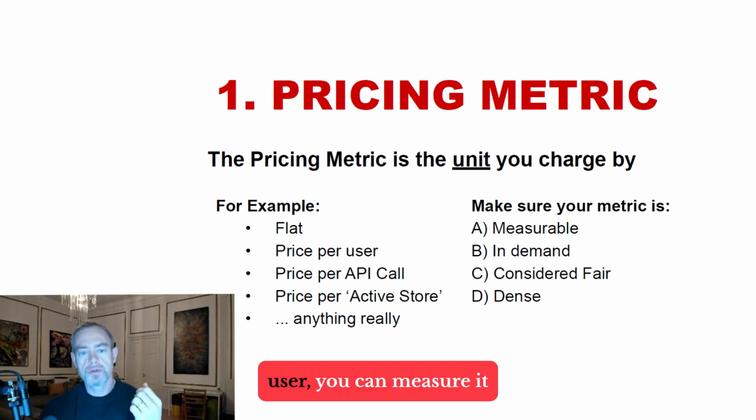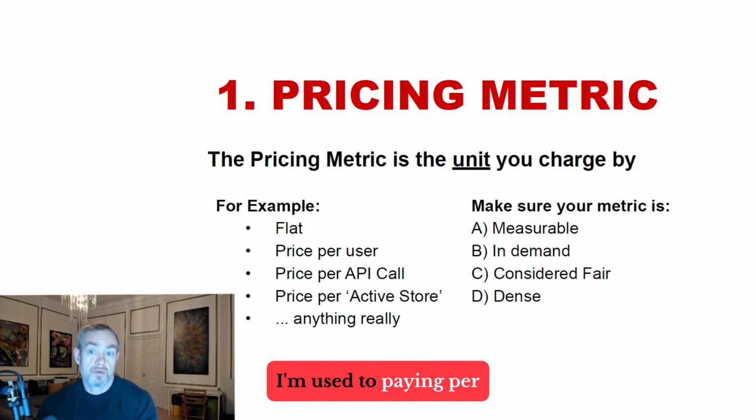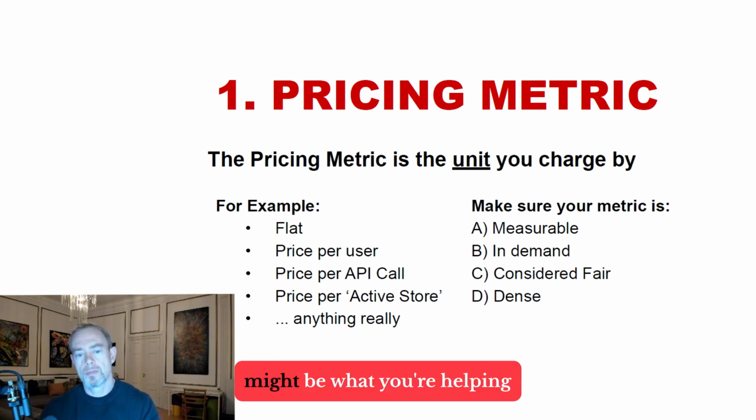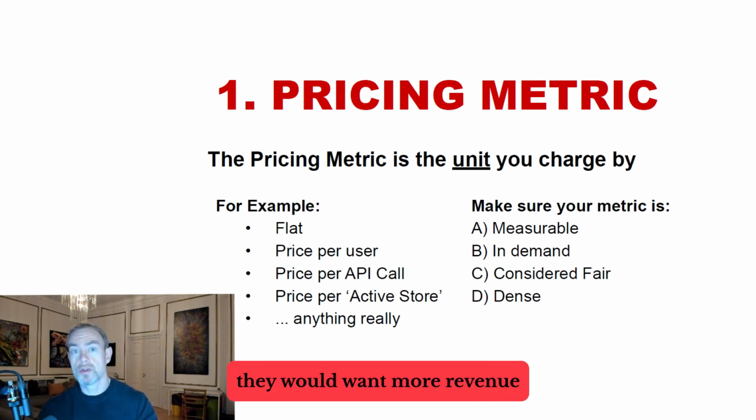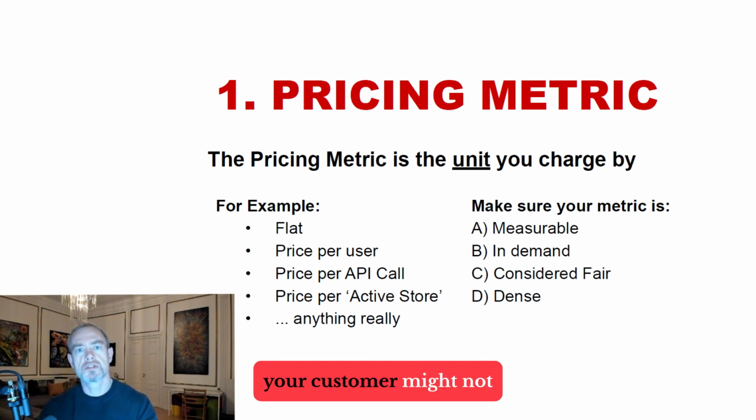Okay, third point here is that it's considered fair, meaning that, let's say you charge per user, you can measure it, and the customer thinks, well, that's fair. We actually have users generate value through your solution. I'm used to paying per user. It's a very common thing. I think it's okay, right? So they're allowing you to price it in this way, as opposed to, let's say, you have some sort of AI software, and you say, well, I'm going to charge you a percentage of your revenue. And though that might be what you're helping them do, generate more revenue, and they would want more revenue, your customer might not consider it fair.